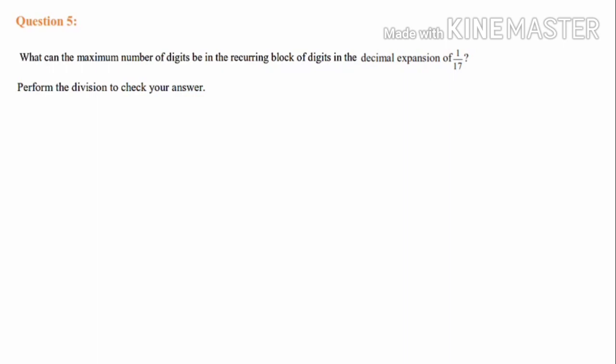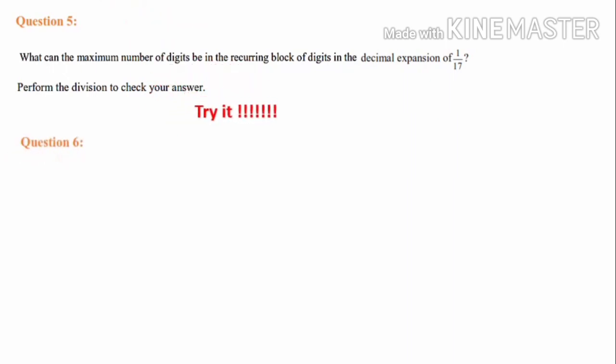Here the question is, we have to guess the maximum number of digits in the recurring block of digits in the decimal expansion of 1 by 17. Means when you calculate 1 by 17, how many digits are recurring or repeating, that you have to guess first. And then you have to do the actual calculation by performing the actual division, and check your answer with the number which you have guessed already. So this question you will do it as homework.